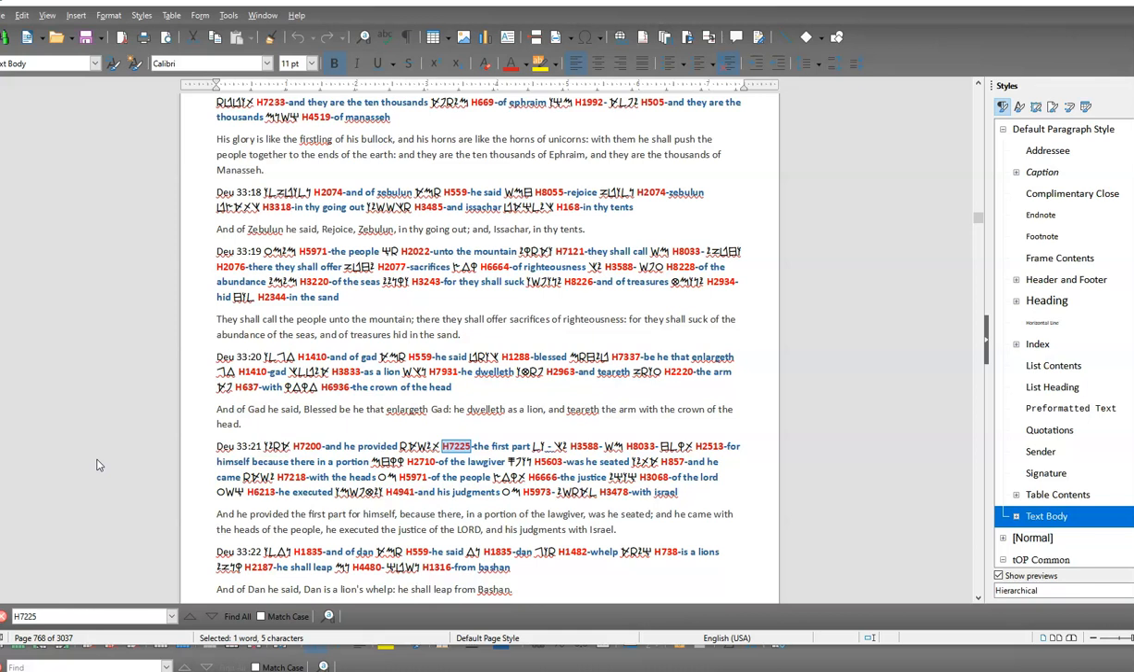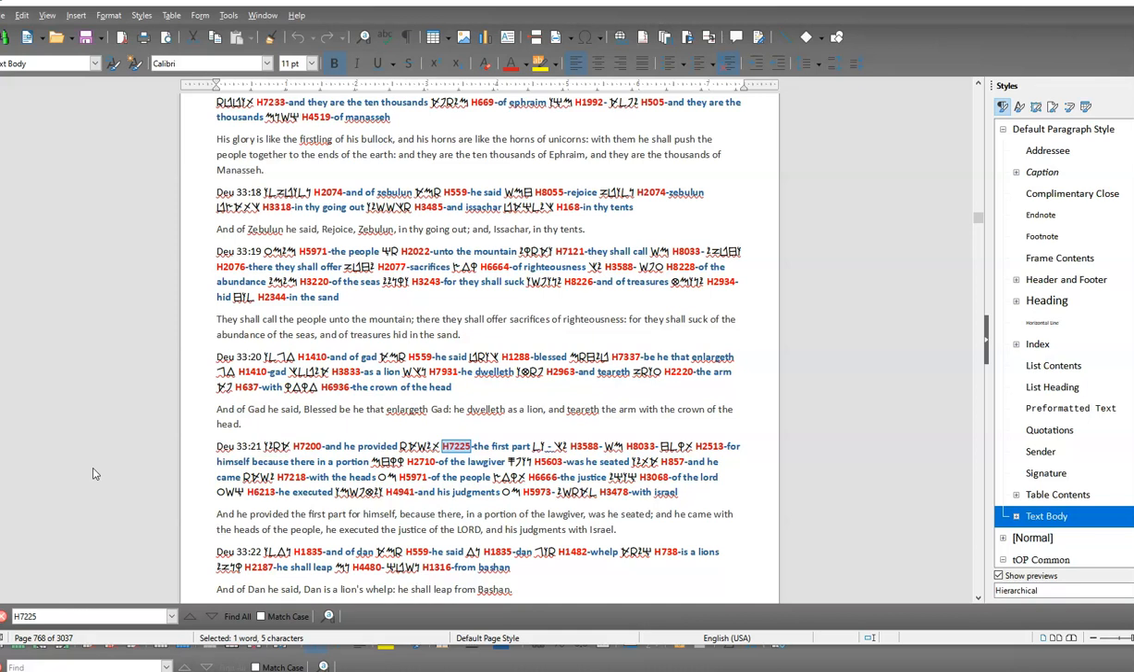I think this is a good example of how the verses break a thought, because I believe we're looking at Moses blessing the various tribes, and he gets to Gad. In Deuteronomy 33:20 in the English it says, "And of Gad he said, Blessed be he that enlargeth Gad. He dwelleth as a lion, and teareth the arm with the crown of the head. And he provided the first part for himself, because there in a portion of the lawgiver he was seated." It's complete nonsense.